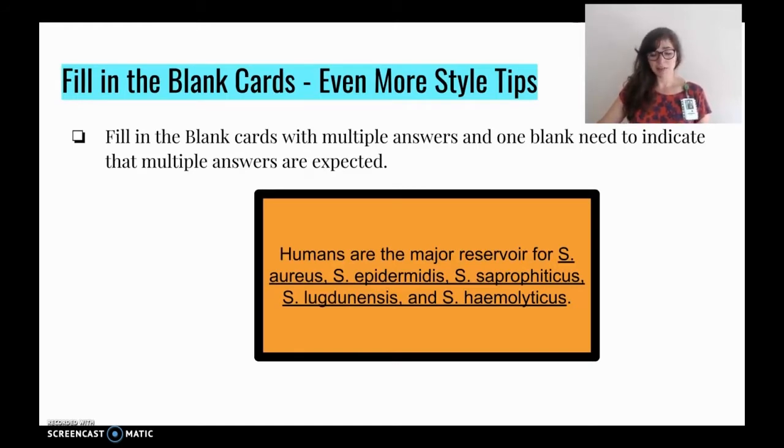So first off, this just wasn't a specific enough card. How do I know that we were talking about members of the Staphylococcus family to begin with? Like I said, there's a zillion things that humans are the main reservoirs for, which should terrify you, by the way, and we'll get to that later. Second of all, how was I supposed to know that there were 5 answers? So this card needs a huge makeover.